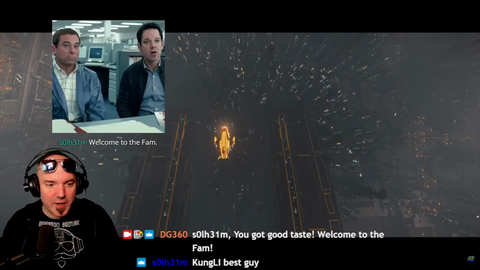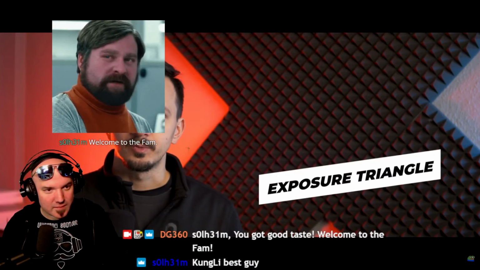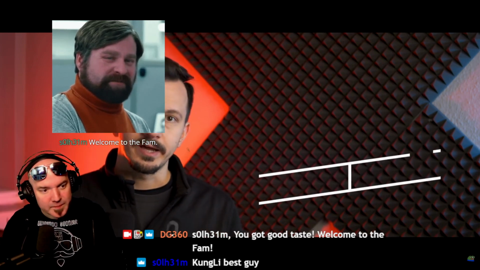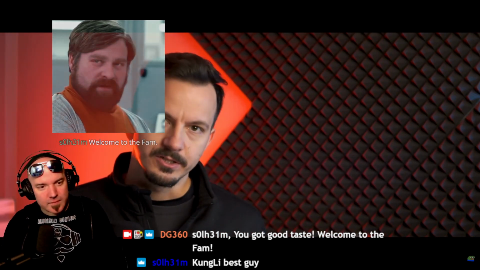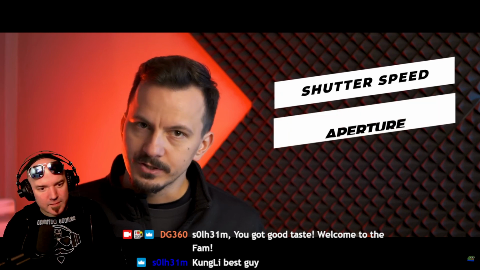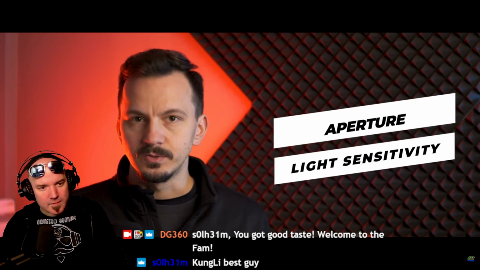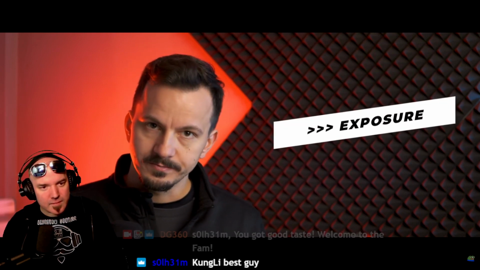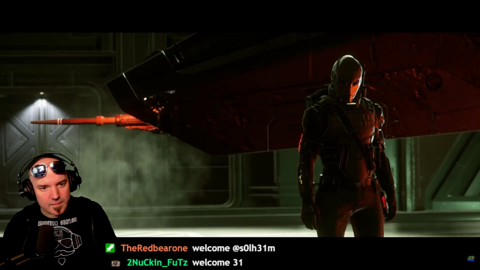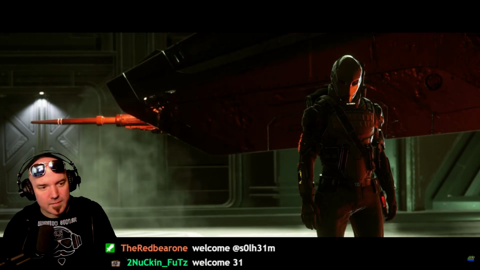In videography as well as in photography, we have something called the exposure triangle. On a physical camera, we can adjust the shutter speed, the aperture, and the light sensitivity to get control over the exposure. Those three elements are automated in Star Citizen, so we don't have the full control over the exposure triangle in this game. However, that does not mean that we have no influence on it at all.